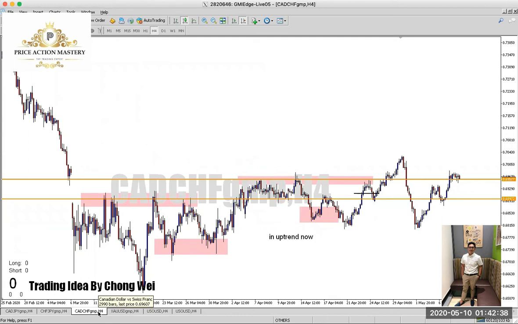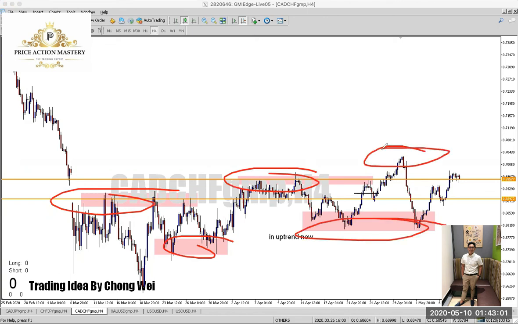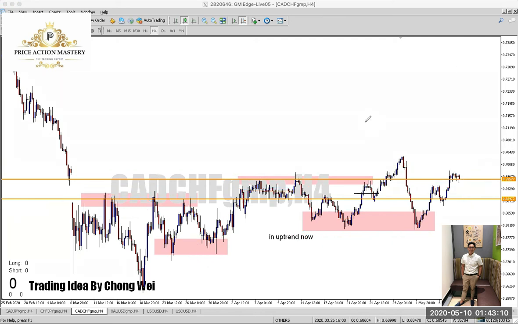JPY. So CHF. Okay, very obvious that the market is in an uptrend, as you can see. Higher high, higher low, higher high. So basically, the market is still in an uptrend. The market is struggling here, and it's possible to have a drop here, but it hasn't dropped and is still seeing upside. Okay, so it's a very important message.